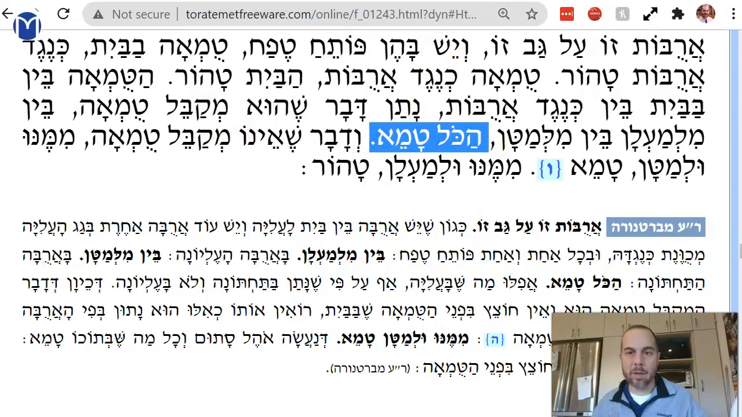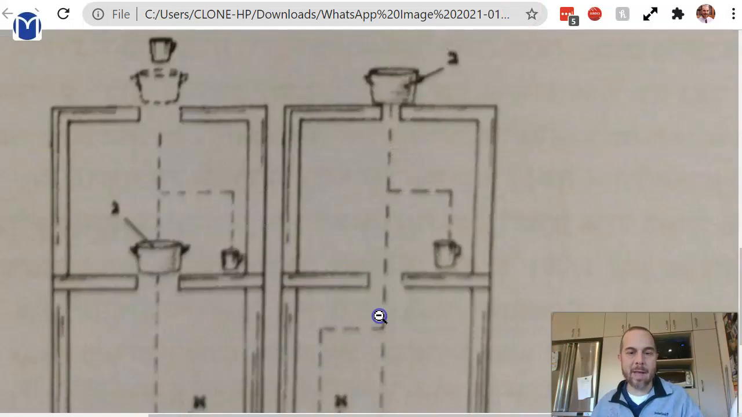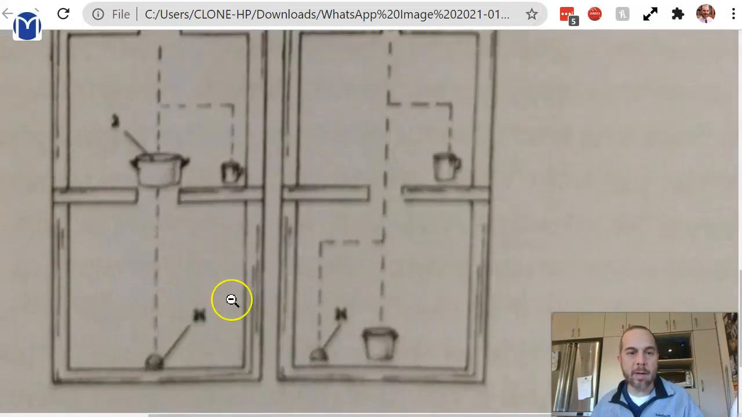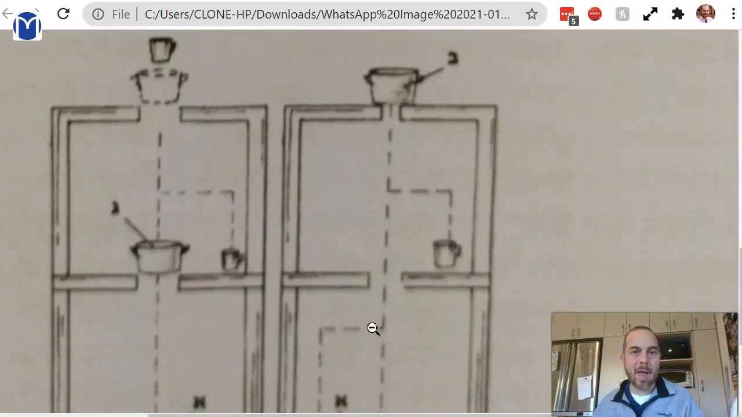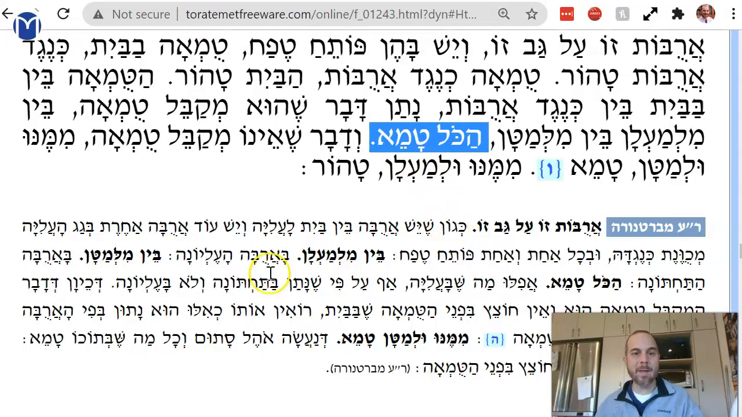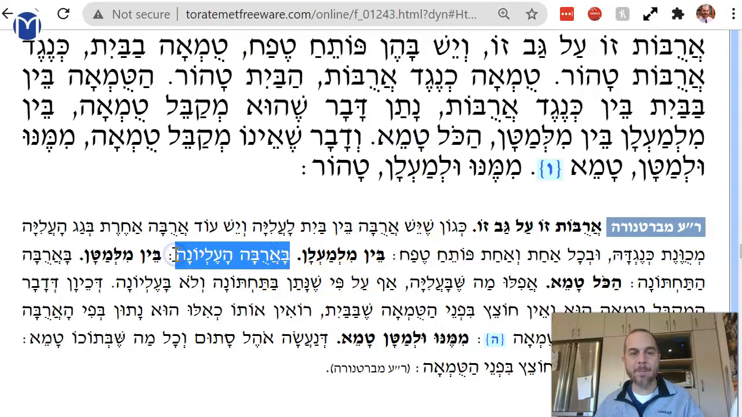Everything is tameh. So we're going to read this according to the Bartenura. The Bartenura says here, whether you have tumah either in the house or under the skylight, and you have the kli here under the skylight, and whether you put bein milmalan or bein milmatan. So the Bartenura says, what does it mean bein milmalan or bein milmatan? Whether you put it at the top of the upper skylight or the lower skylight. And you're talking about a kli.